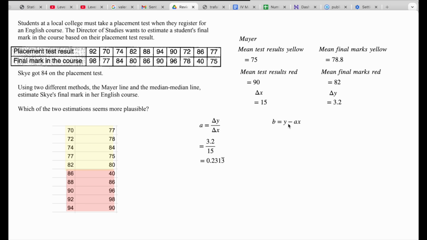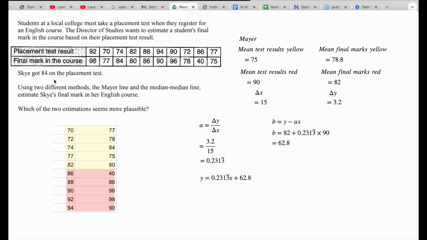The B is Y minus AX. So I'm going to take one of these two as my X and Y. It doesn't matter which one. I'm using the 90 and the 82. The B is the 82 minus the A, 0.2133 repeating, times the X, 90. That gives us 62.8. We get an equation of Y is equal to 0.2133 repeating X plus 62.8.